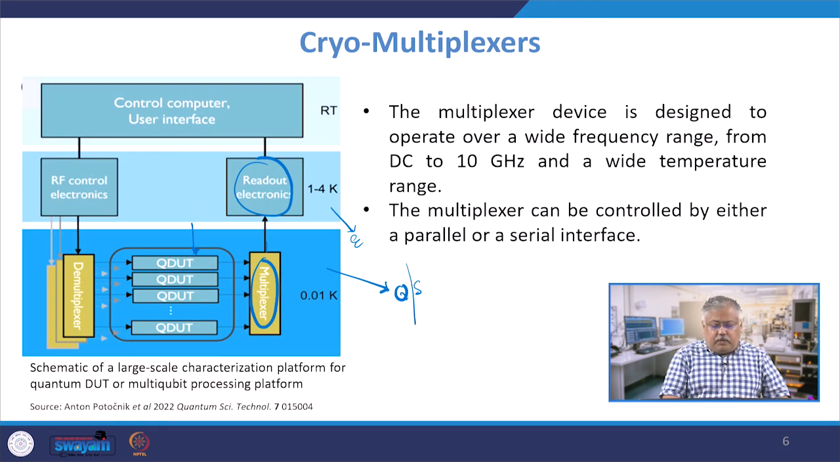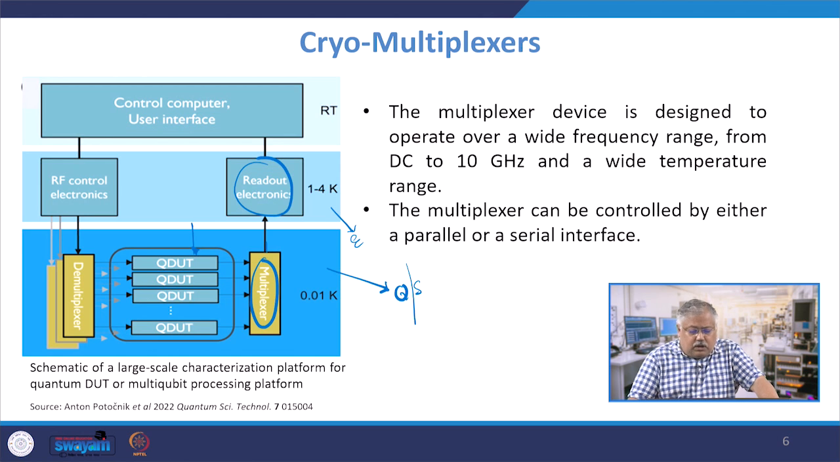Now let us look at the cryo multiplexer here. They are generally designed to operate from DC to about 10 gigahertz and over a wide temperature range, right from millikelvin. So your mux should be very robust in the sense that it needs to operate over a wide frequency range from a DC bias, which is 0 frequency, to 10 gigahertz, and we need to be sure that while operating in such a large frequency range, your power budgets and noise floors do not get compromised, right. And the temperature range is typically from a few millikelvins to a few kelvins to about 300 Kelvin, which is room temperature.